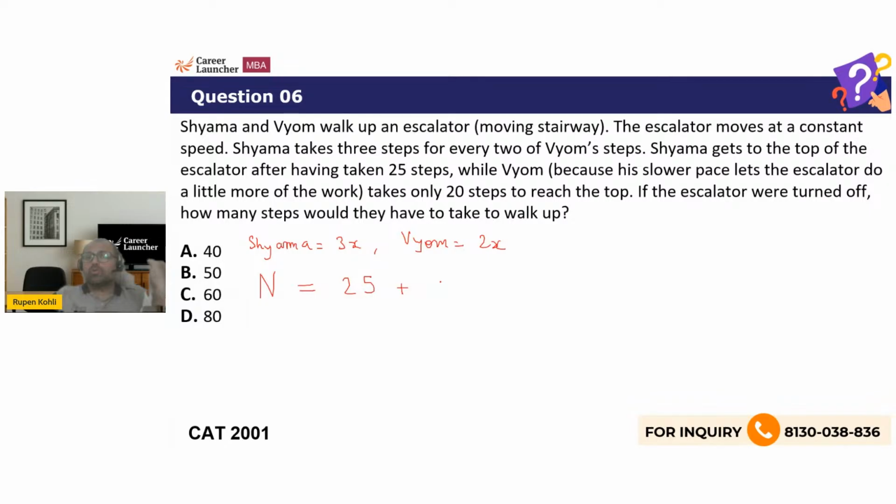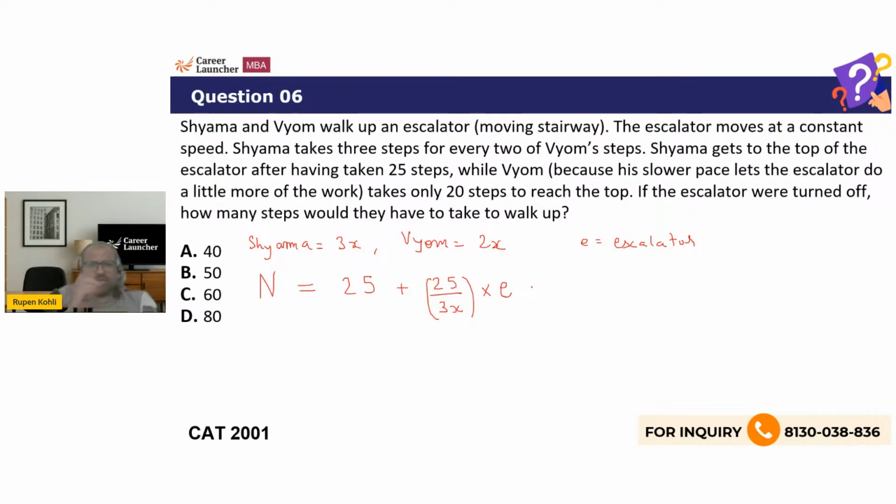So Shama's speed we have assumed as 3x. So what is the time of journey? Time is distance by speed. Distance is 25 steps, speed is 3x. So can I say that time of the journey for Shama is 25 by 3x. So the escalator steps become the time of the journey, 25 by 3x, into the escalator's speed. Let's say E is the speed of the escalator. That is the number of steps that the escalator will push forward for Shama, right?